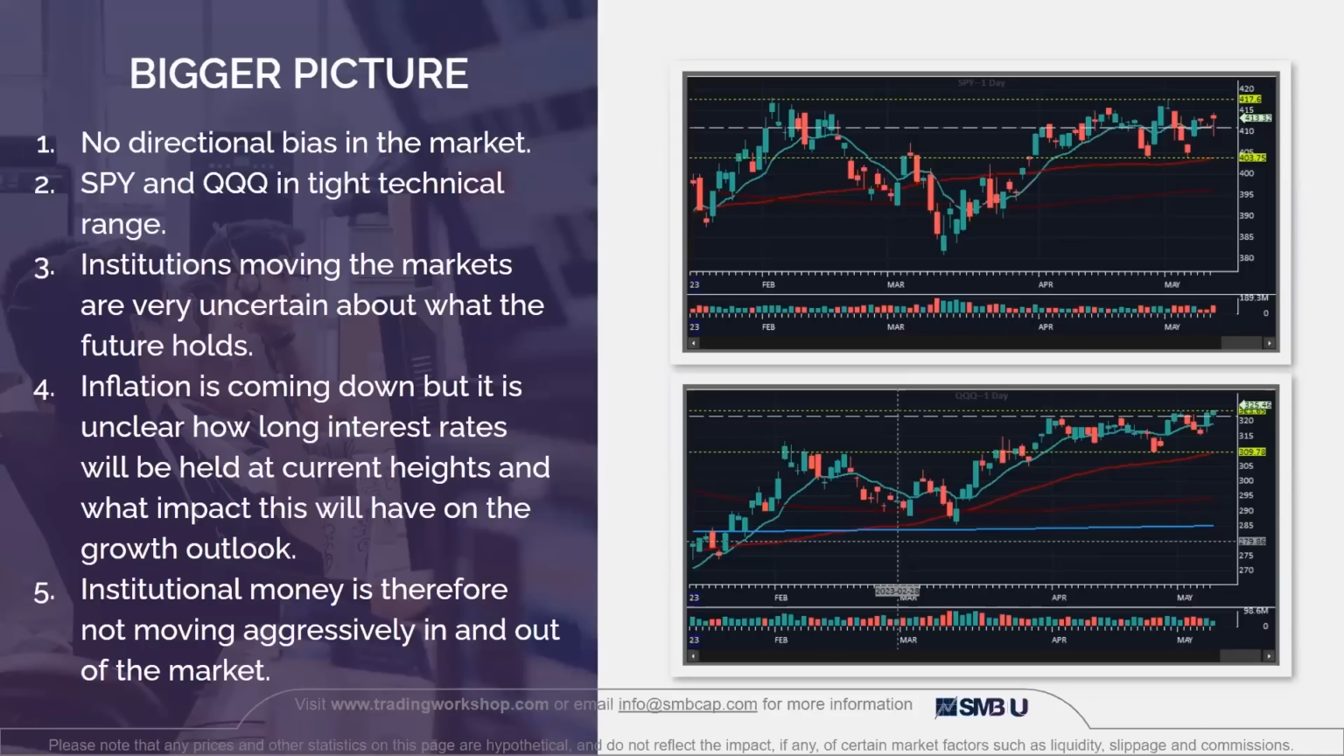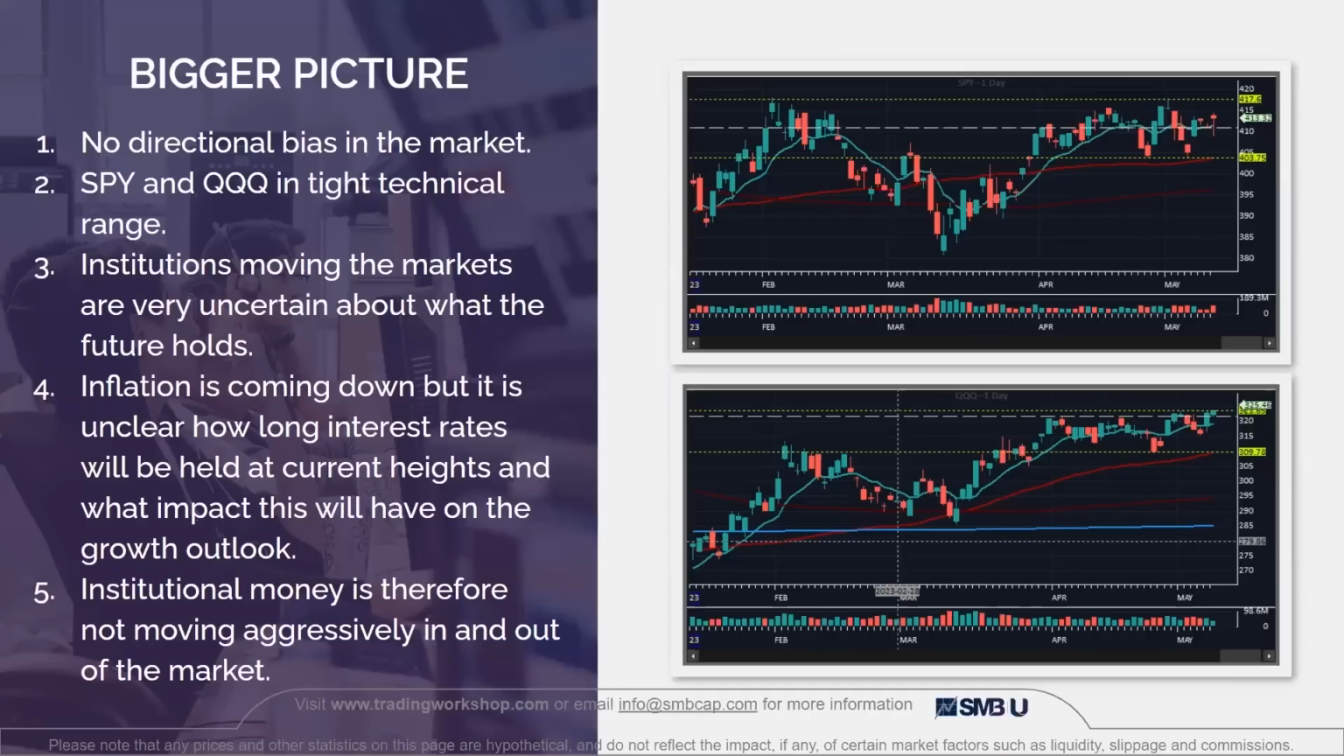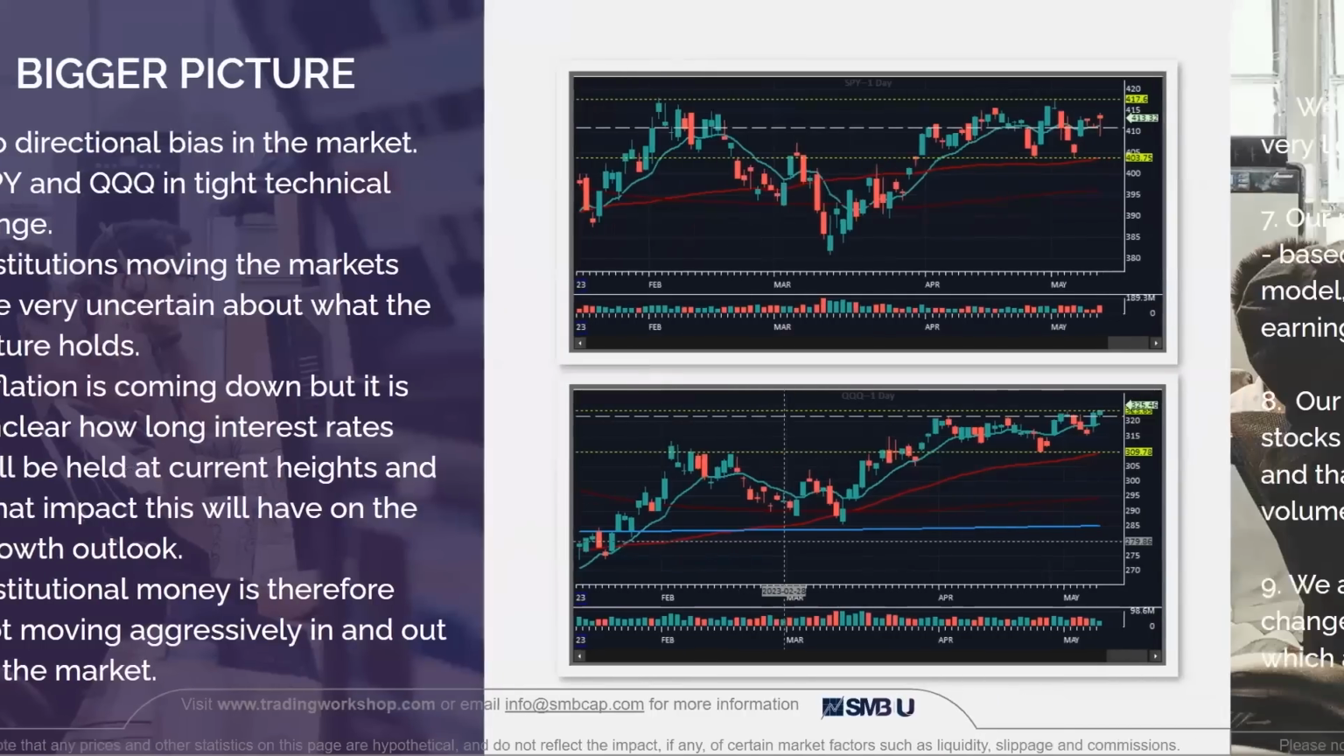First things first, I'll be editing the playbook. No directional bias in the market. So that is the very first thing that we notice. SPY and Qs can be observed to be in a tight technical range. As you can see, institutions who move the markets are very uncertain about what the future holds. And that can be pretty obvious by observing the price action. Inflation is coming down, but it is unclear how long interest rates will be held at current heights and what impact this will have on the growth outlook. The fifth point we have here is that, therefore, institutional money, big money that moves the market, is not moving aggressively within the market. So these are a few points, and I think Harry will get the next slide.